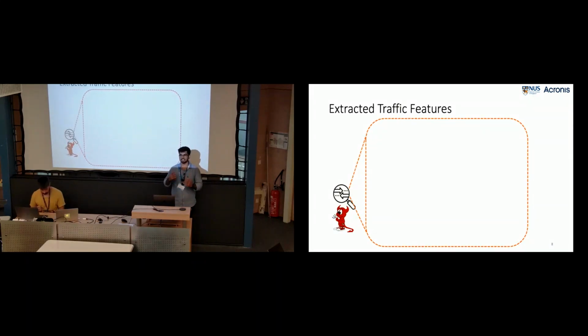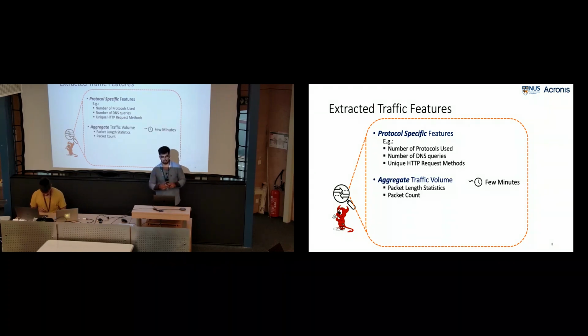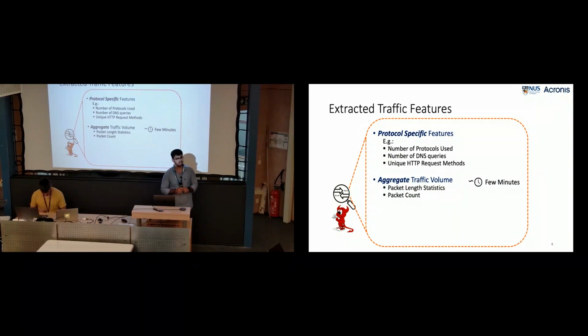We talk a bit more about the kind of features that are used for these attacks. The first class of features are protocol-specific features, which are available even in the encrypted traffic on the packet headers. Some of the very useful features can be the list and the number of protocols that were used in a communication, and the number of DNS queries that were made. The second class of features would be aggregate-based features, which is the traffic volume that was exchanged. Basically, over a few minutes, how many packets were exchanged, and what were the length statistics of those packets.